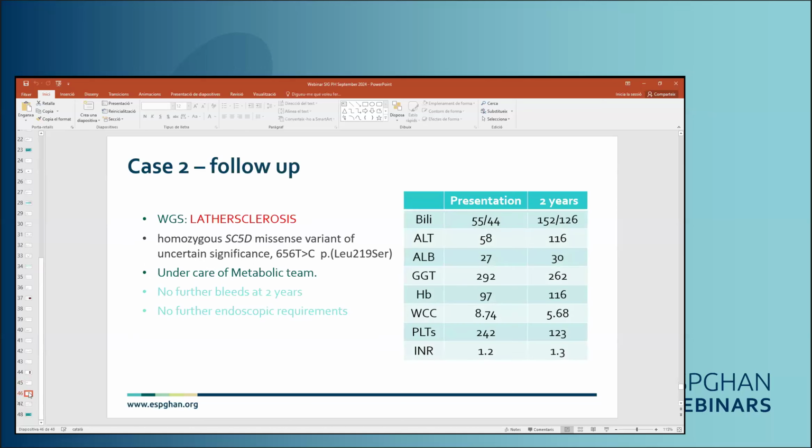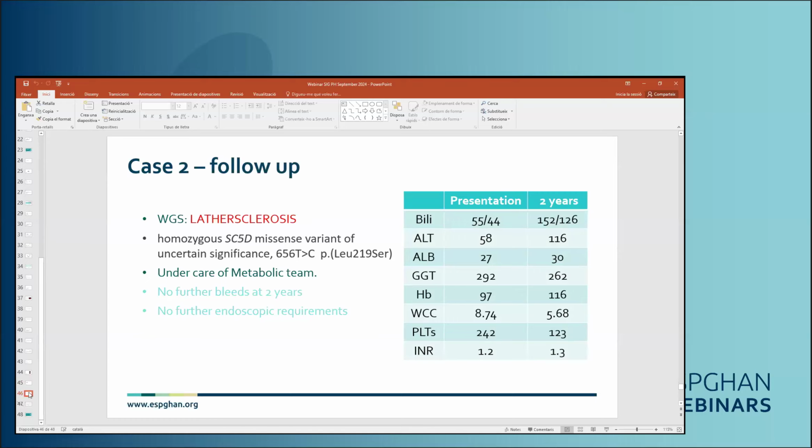Eventually, her whole genome sequencing returned a diagnosis of sitosterolemia, which I understand is a very rare sort of cholesterol synthesis disorder. And so that sort of justified our decision in terms of not offering her a liver transplant. And so she's now firmly under the care of a metabolic service, trying the various enzymes and medication trials.